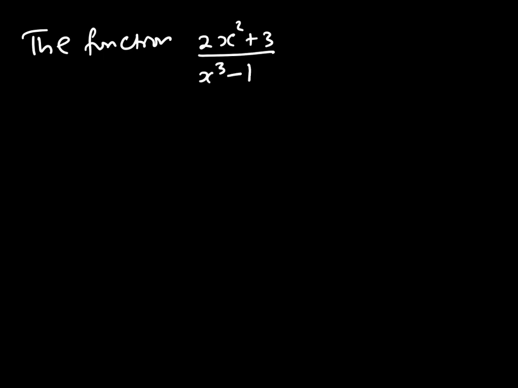Look at this. The function 2x squared plus 3 over x cubed minus 1 can be expressed in partial fractions.